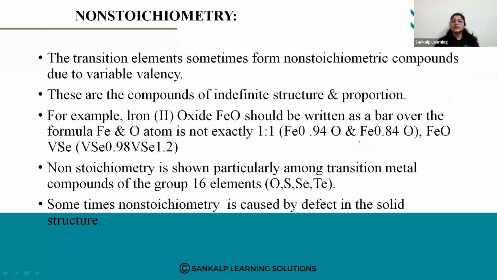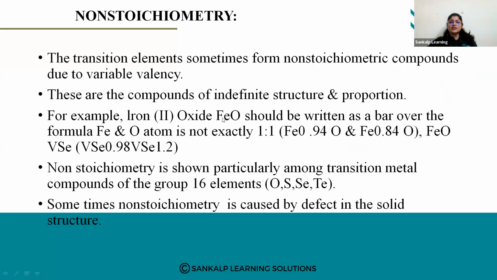Non-stoichiometry is shown particularly among transition metals. These compounds are particularly shown by transition metals, along with group 16. Sometimes non-stoichiometry is caused by defects in the solid structure. Okay, so these are certain points.